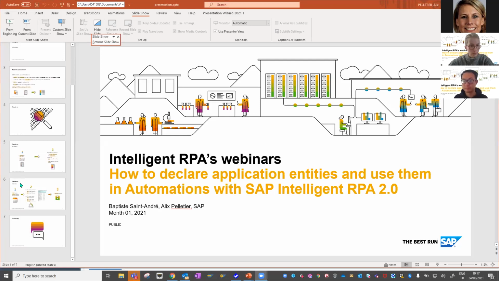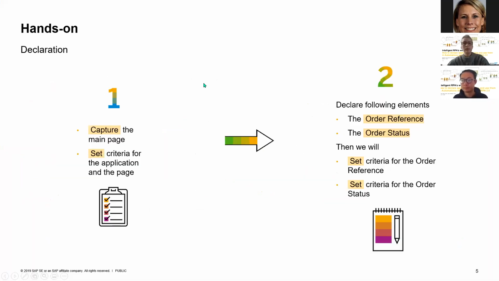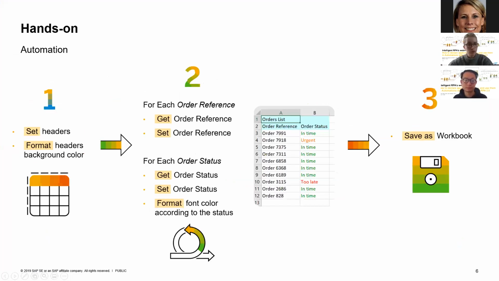Okay, so this was Baptiste's presentation. So now I'm going to show you how to do the automation. So my automation is going to set headers in an Excel table and format their background color to highlight them like this.